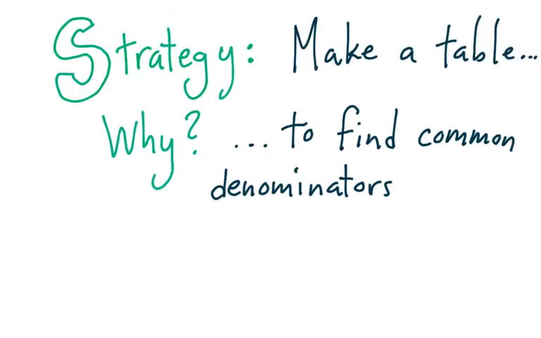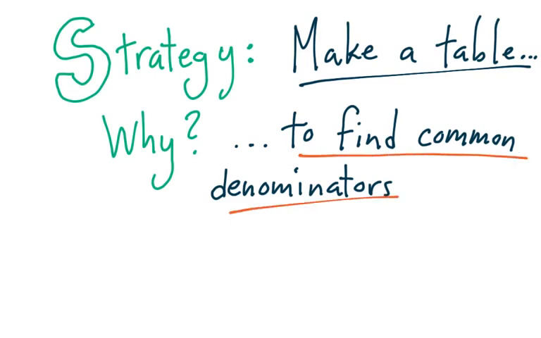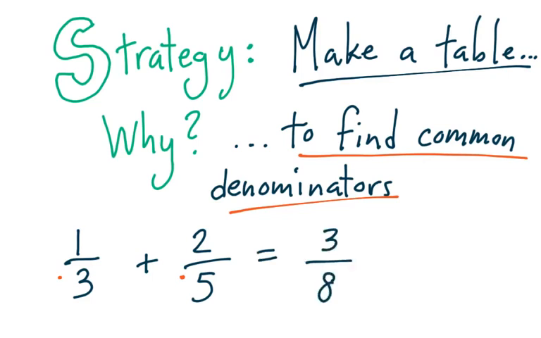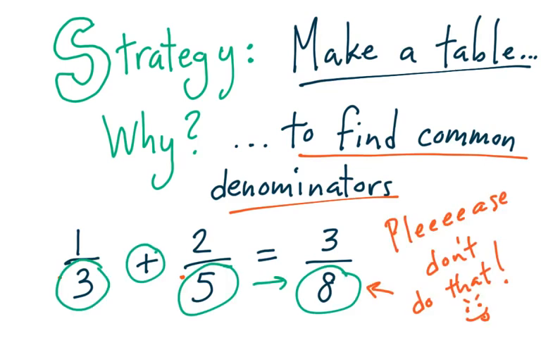The strategy I'm going to show you today is called make a table. And we want to do this so that we can find common denominators. Remember, the denominator is the bottom part of the fraction. And as we talked about in class, when two fractions have different denominators, like these two, you can't just add the denominators as they are. So, 3/8 would be an incorrect response.